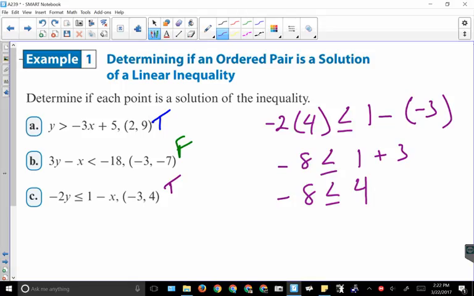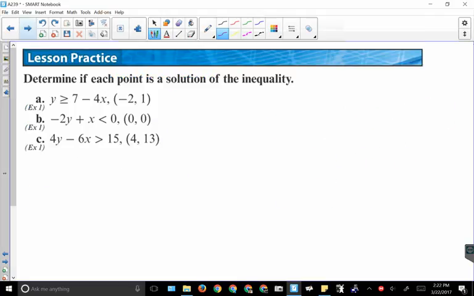But all we need to do to determine whether a point is or is not a solution is plug it in. So, what I'm going to do here is give you 2 minutes, and I want you to do A, B, and C. So, Mr. Dibidol, for A there, is it true or is it false? Does it work or doesn't it?